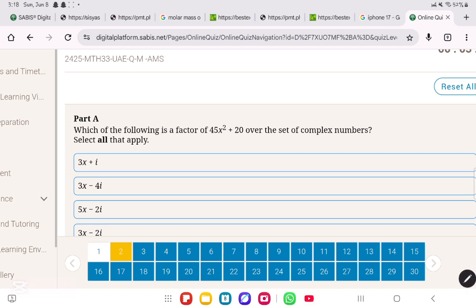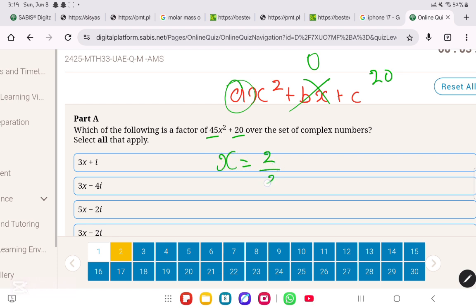Why? Because usually it's in the form of ax squared plus bx plus c. What we have given over here is ax squared, so we have a. We don't have bx, so we replace it with 0, and we have c, which is 20. So we can put it like this on our calculator. If we do, we get that x is equal to 2 over 3i. This is one of the roots. And then the second one, x is equal to minus 2 over 3i.